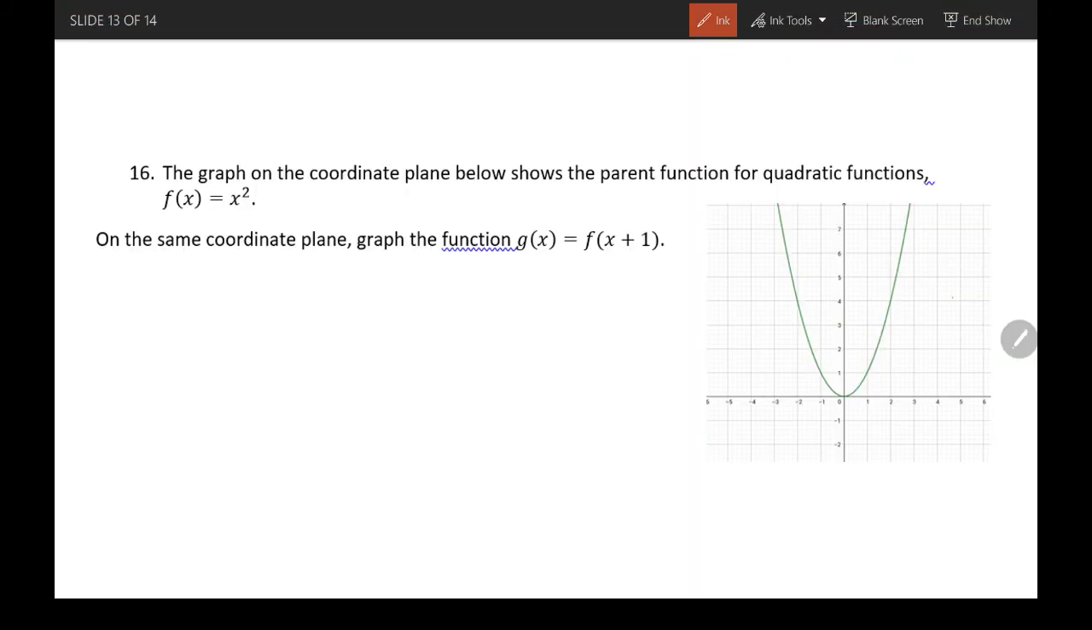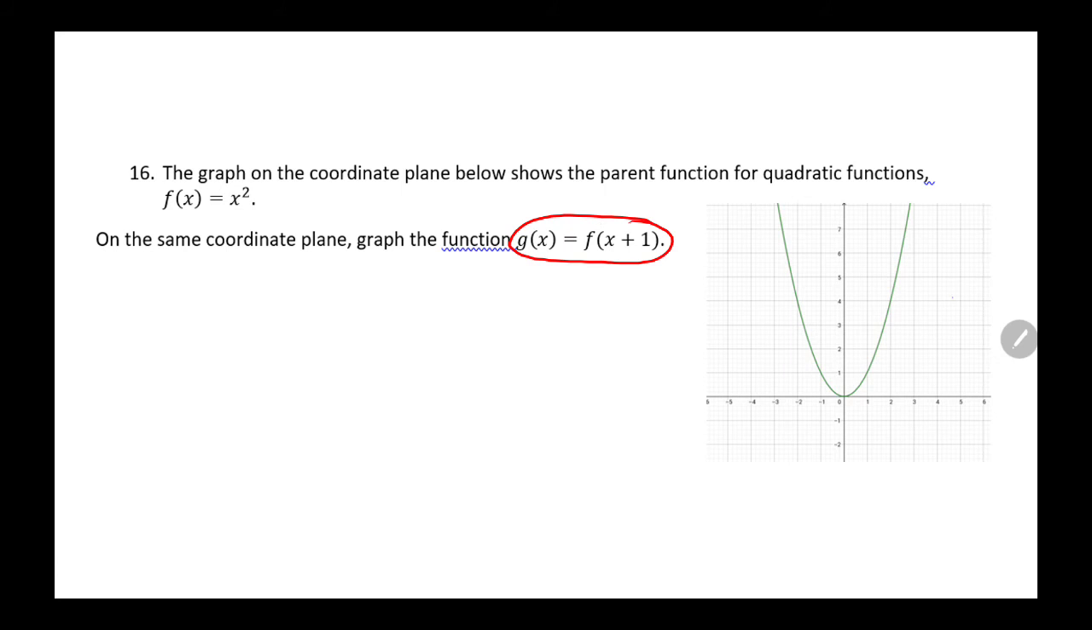So, the graph on the coordinate plane shows the parent function. So this is the graph of x squared. And now it says, on this same plane, graph the function g of x equals f of x plus 1. So I don't want you to worry about the g of x. We're basically drawing this new function. We're just giving it a silly name called g. Okay, no big deal. This is the important stuff.